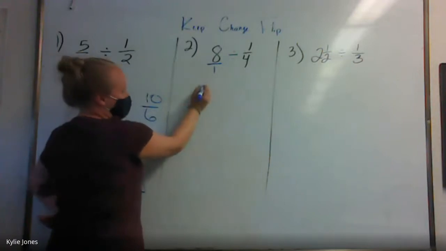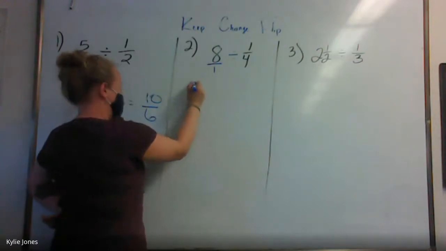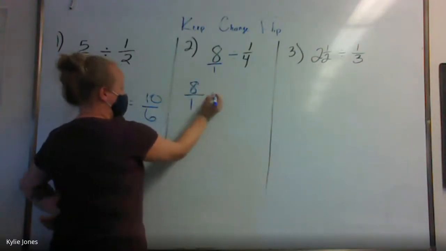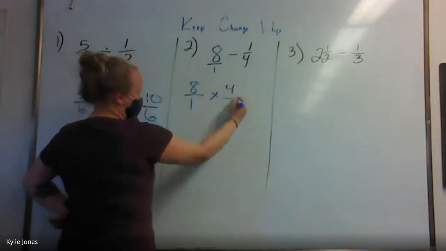So what do I do with 8 over 1? You have to flip. Keep, change, flip. You have to keep first. Keep this the same. Then change division to multiplication. Then flip 1/4 to 4 over 1.